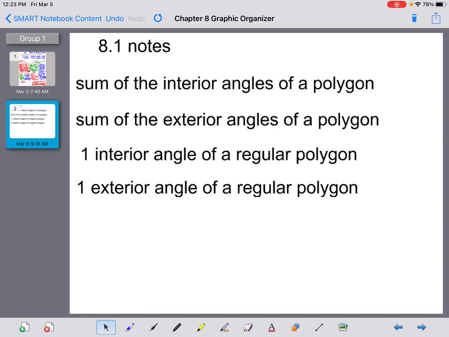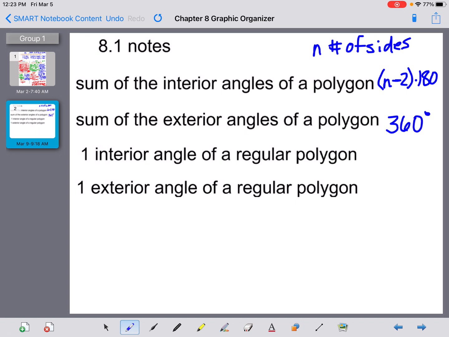Sum of the interior angles of a polygon. So this is back from 8.1. So when we want to find how much all the angles inside of a polygon are, we do n minus 2 times 180. Remember, n is the number of sides, right? If you need to write that, n is the number of sides, okay? And if I want to find the sum of the exterior angles, no matter how many sides, it's always 360. There's no other thing to figure out, okay?